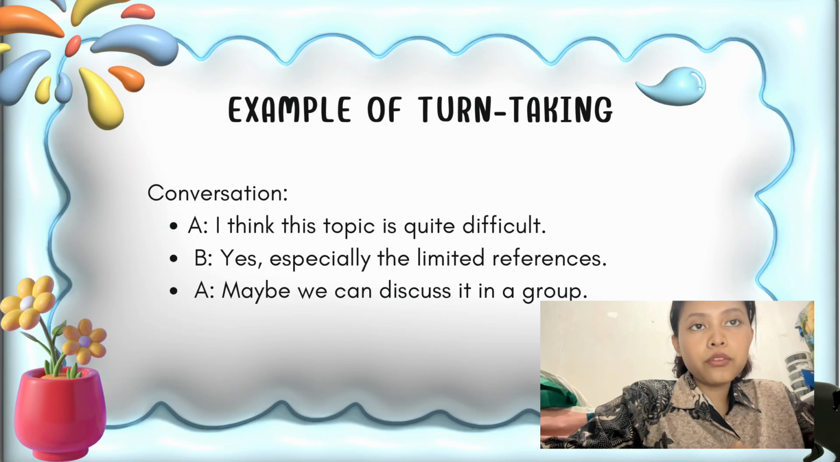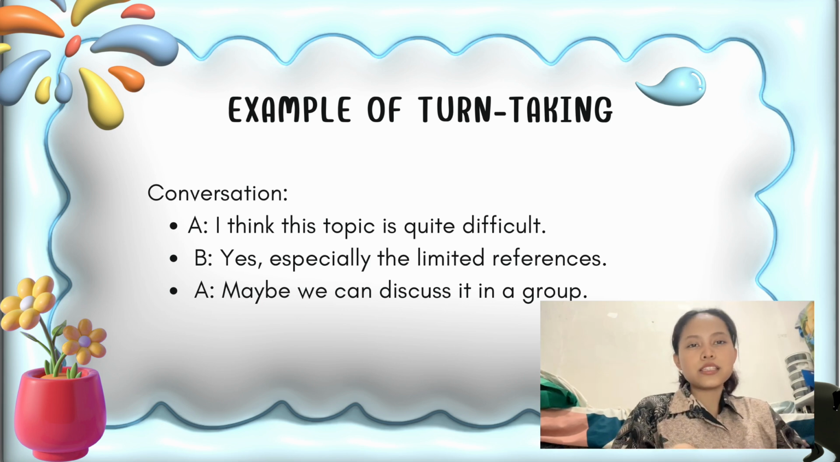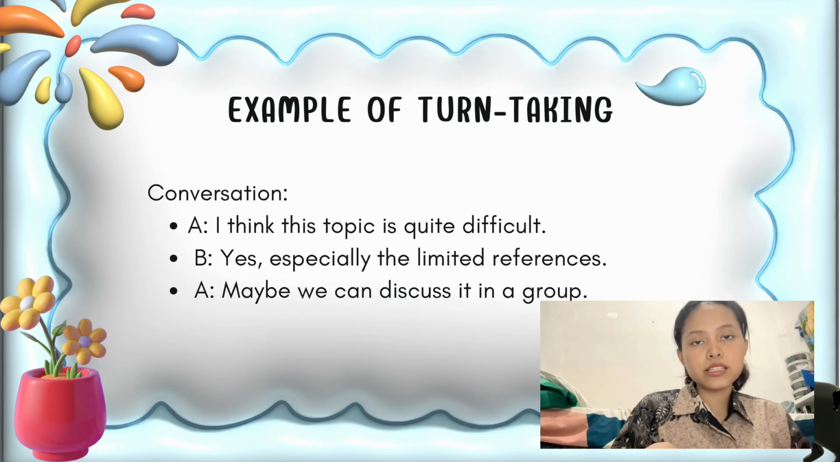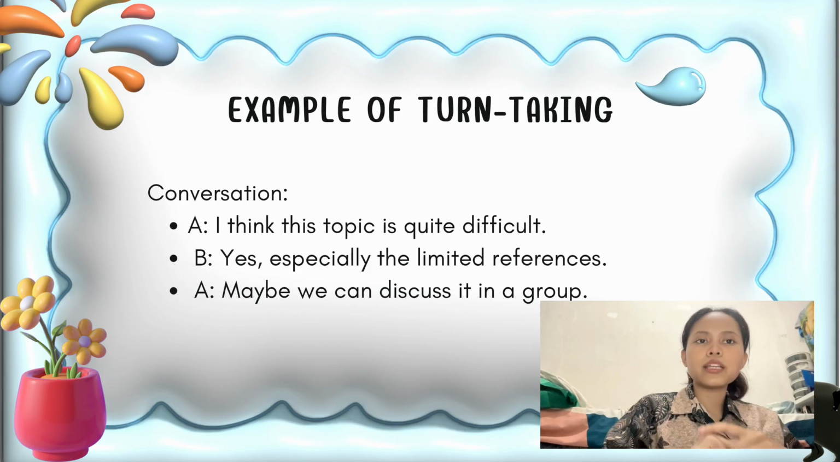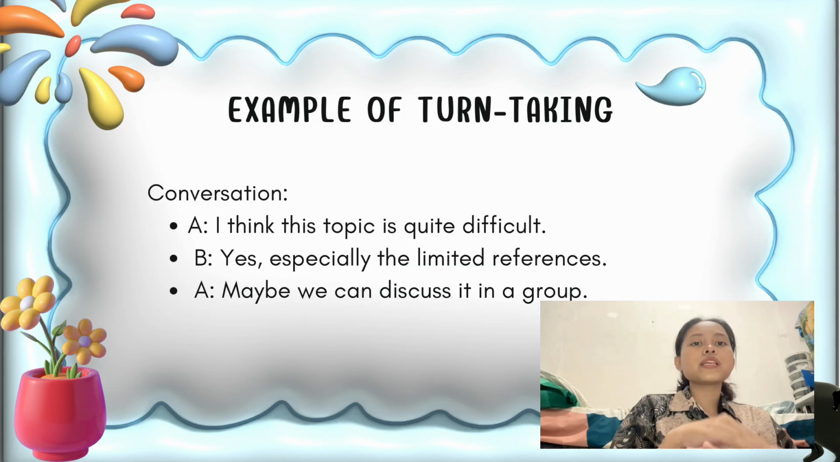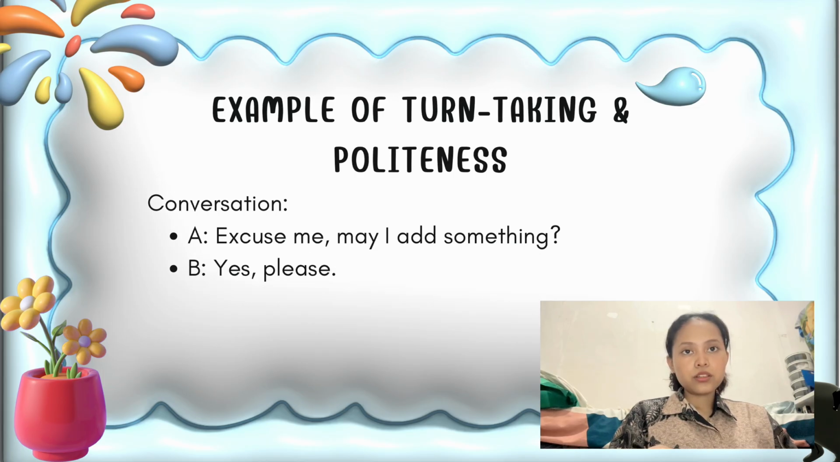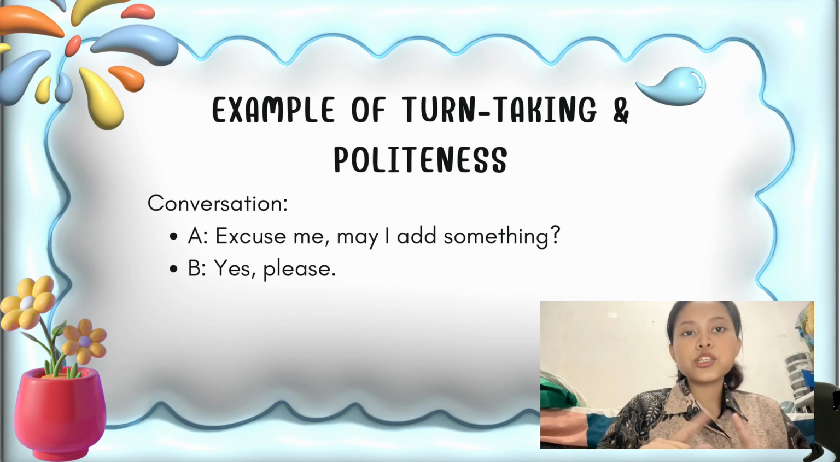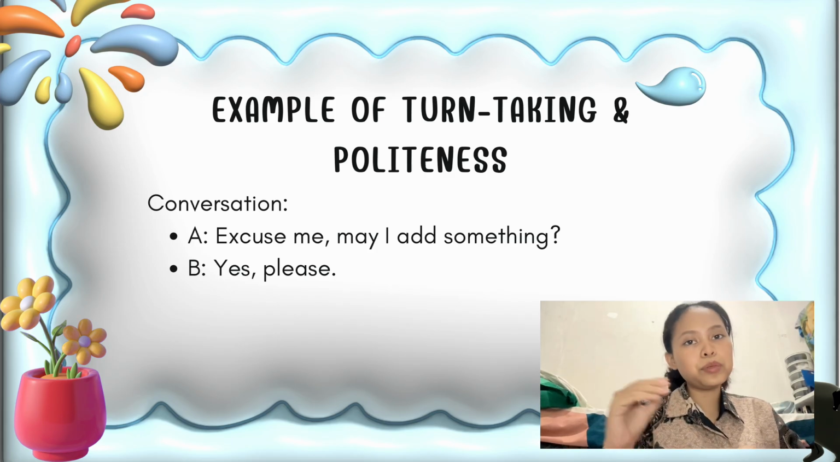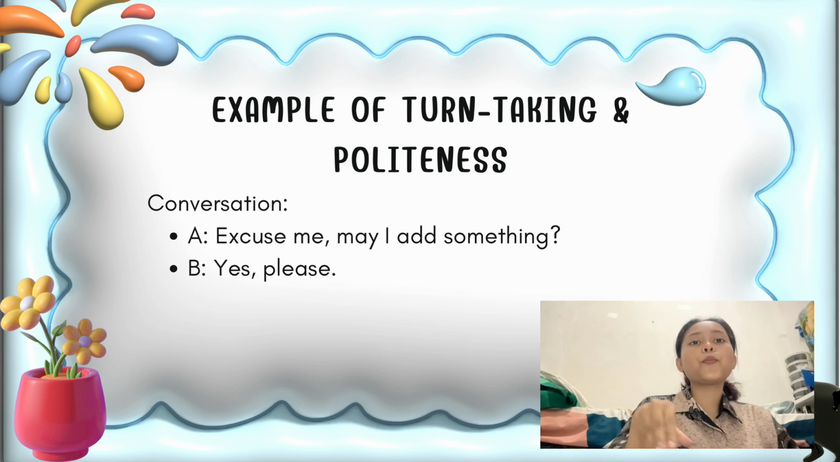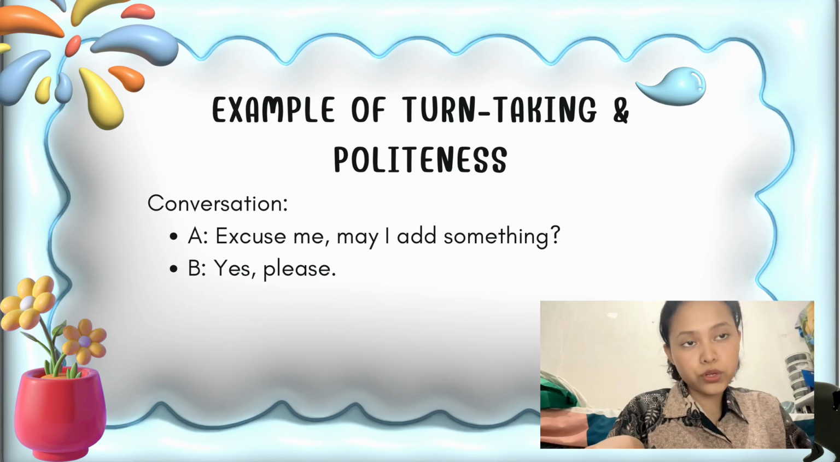Let's look at an example of turn taking. A says, I think this topic is quite difficult. And B replies, yes, especially the limited references. Then A continues, maybe we can discuss it in a group. This conversation shows clear and orderly turn taking. Let's look at an example of turn taking and politeness. A says, excuse me, may I add something? And B replies, yes, please. This example shows polite language and proper turn taking.